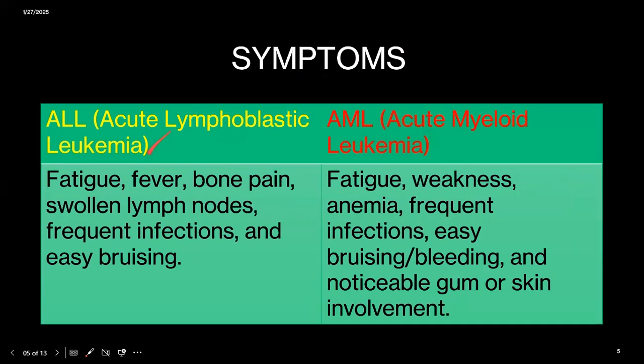Next, if we talk about the symptoms, in ALL you will see fatigue, fever, bone pain, swollen lymph nodes, frequent infections, and easy bruising. While in AML, you will see fatigue, weakness, anemia, frequent infection, easy bruising and bleeding, and noticeable gum or skin involvement.